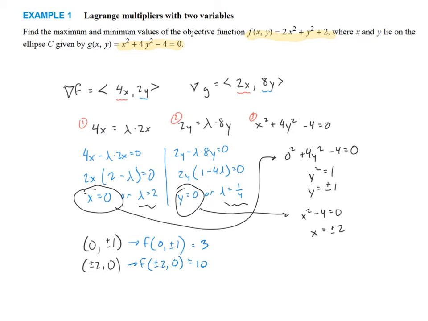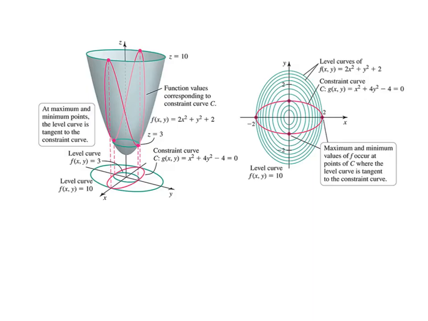And so what that means is that 0, comma, plus or minus 1 is a minimum, and plus or minus 2, comma 0 is a maximum. Those are the highest and lowest points on the paraboloid as I move around that ellipse C, x squared plus 4y squared minus 4 equals 0. This next slide, we're looking at the function, the paraboloid, 2x squared plus y squared plus 2, and then we've got our constraint, x squared plus 4y squared minus 4 equals 0, showing that in the xy plane, and then on the surface.